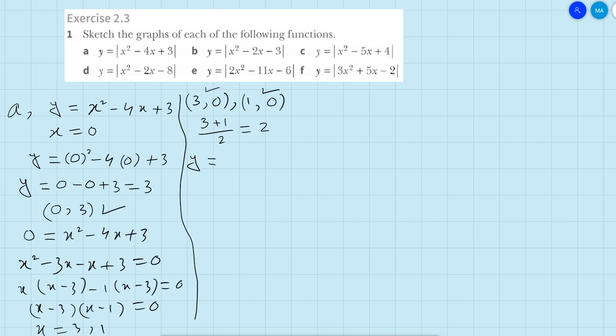y equals x square, 2 square, minus 4x, 4 into 2, plus 3. y equals 2 square is 4, 4 twos are 8, 8 plus 3. So y equals 4 plus 3, 7, minus 8 is minus 1. So the coordinate of the maximum or minimum point, when x is 2, then y is minus 1. This is the fourth point. Now, first we have to plot all these 4 points on our graph.